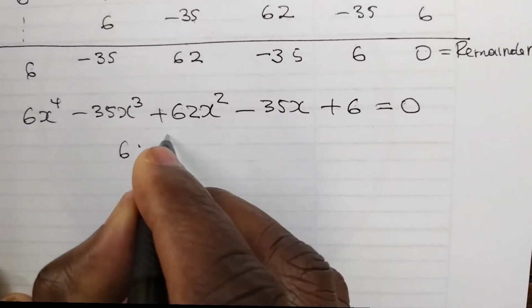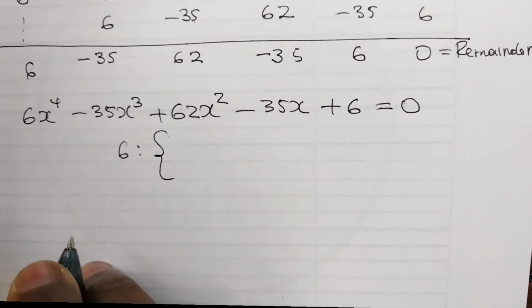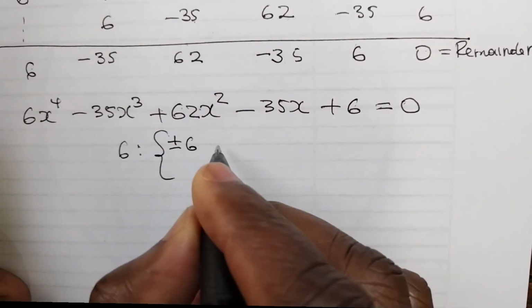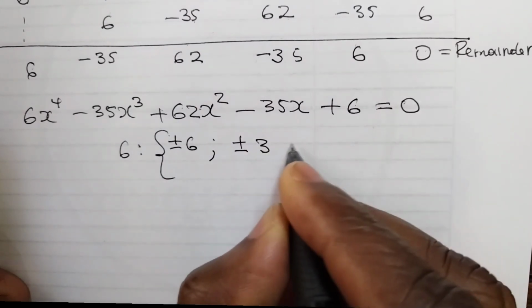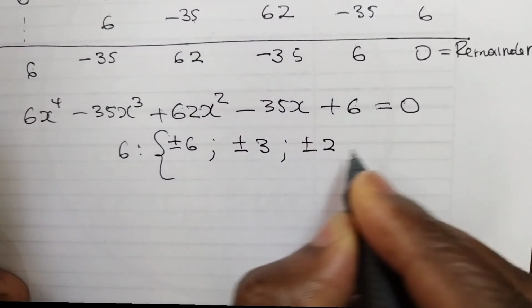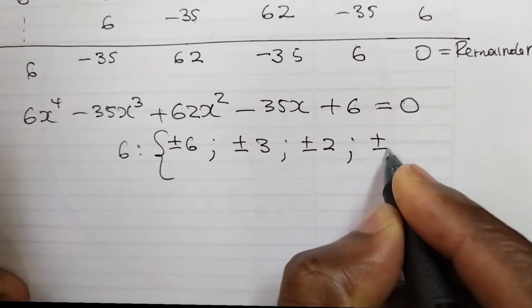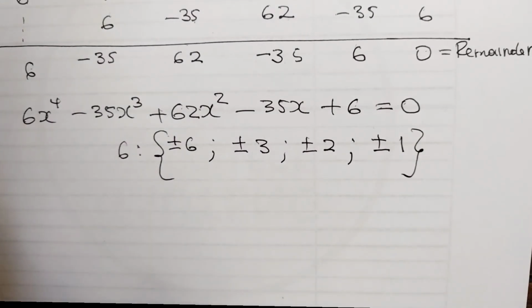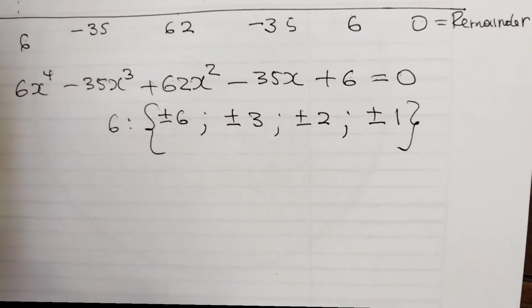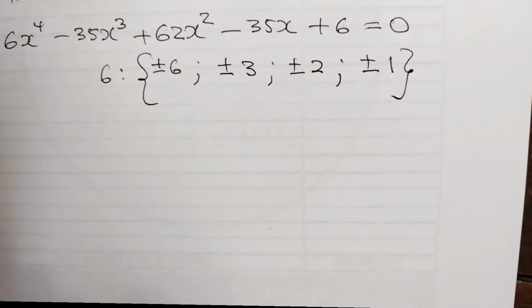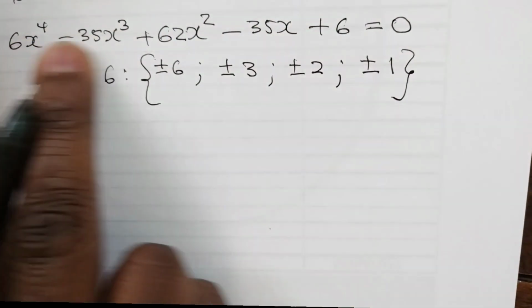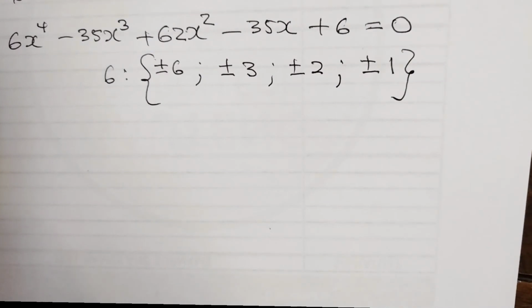So I'm going to take 6 and try and find all the values that can possibly divide 6. 6 can be divided by plus minus 6, by plus minus 3, then by plus minus 2, and then lastly by plus minus 1. Ladies and gentlemen, these are the values that can divide 6. So we are going to continue. How do I solve this equation here? How do we find roots of the equation there? I'm going to take one of the values and I use it by trial and error.